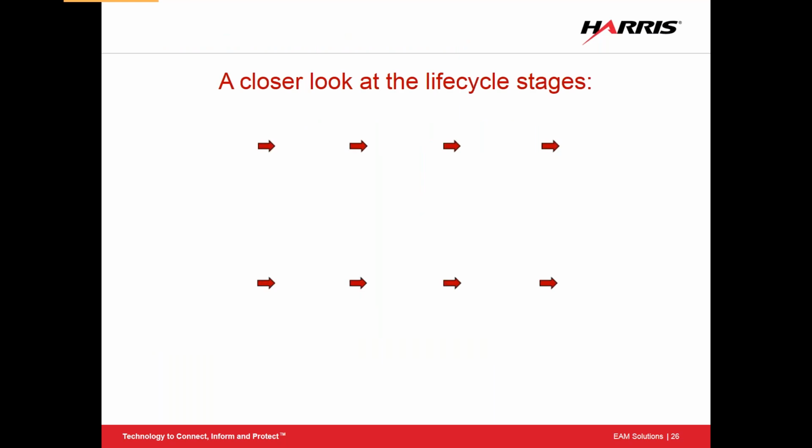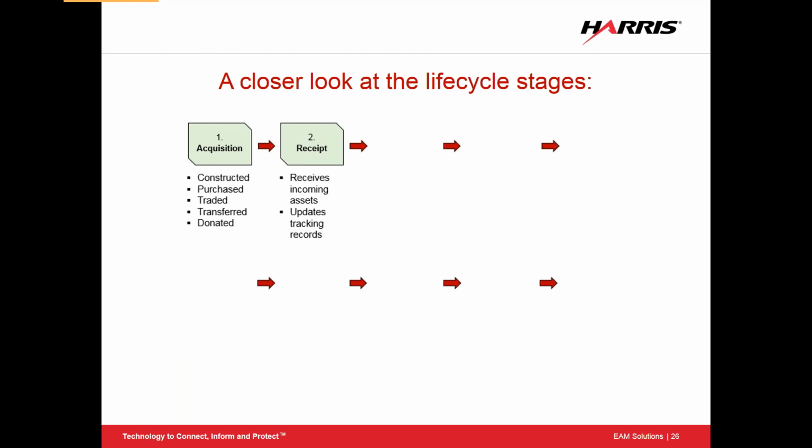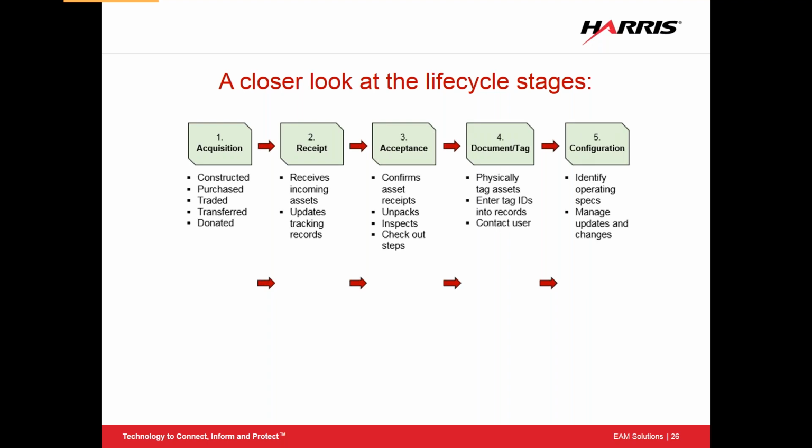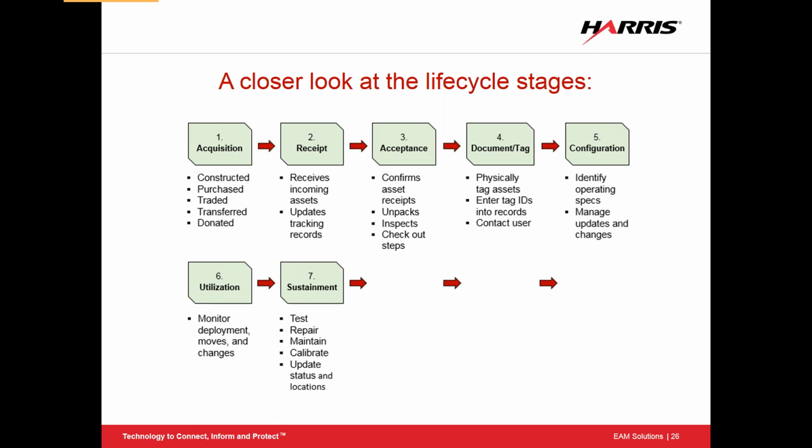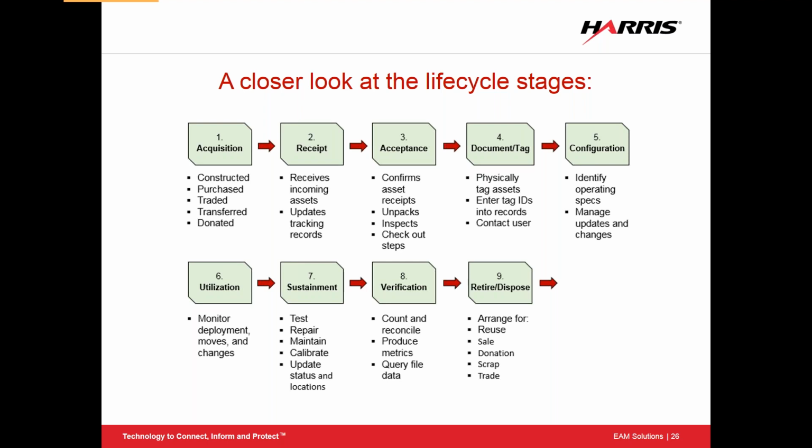This is kind of a summary of what I call the 10 life cycle stages of a capital asset, and it's very similar to the FAR outcome, 10 steps that you're all familiar with. The bullets under these are just a couple of many, many bullets that cover each of these steps. And you can see we bring it in, we receive it, we accept it, we document it, we tag it, we configure it, we identify it, we utilize it, we monitor the deployment and the changes in it, we sustain it, we test, compare, repair, maintain it, calibrate it, we track it, we verify it, we count it, we do our inventories, we do our audits.